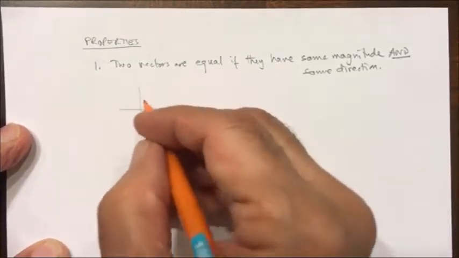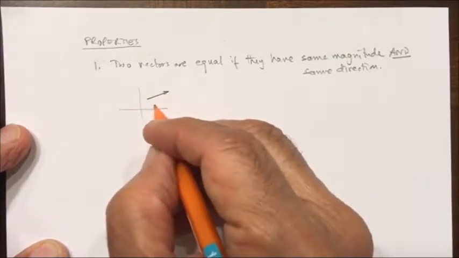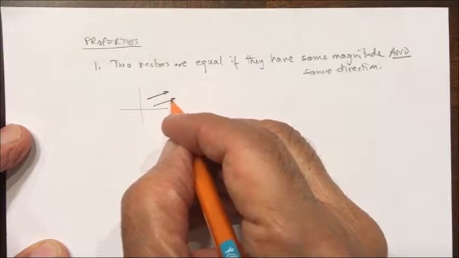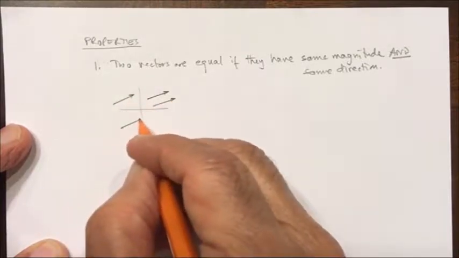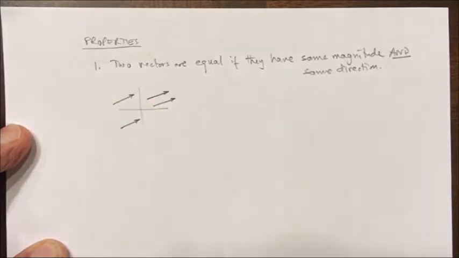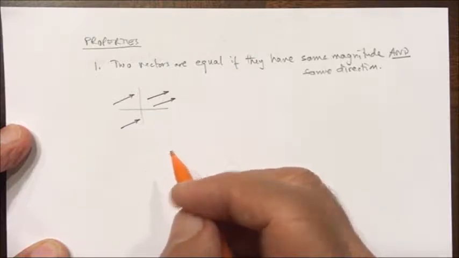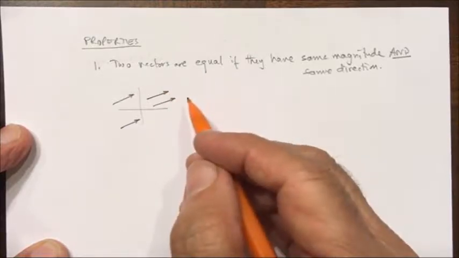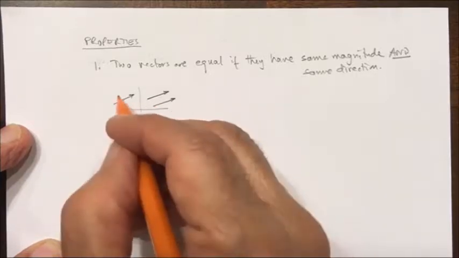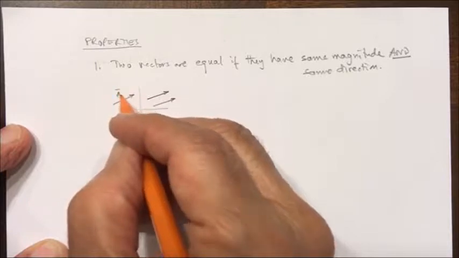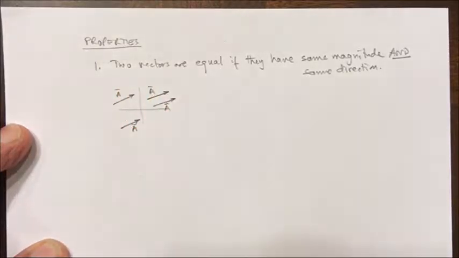So if we have a vector here and another vector of the same length and the same direction here or here or here, and they all are the same length and same direction, then they are all equal vectors. Now, their effect on objects may be somewhat different, but so far as the vectors are concerned, they are the same vector. So if this vector is A, this vector is also A. They're all the same vector.